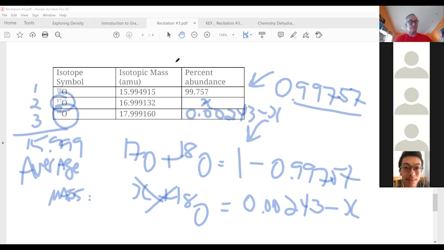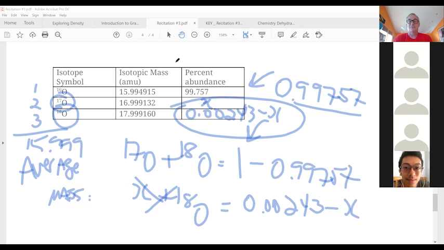Professor, the percent abundance for the second one, it's X. Will you just leave it there, or do you have to solve for X? You need to solve for X, and then once you solve for X, you've figured out the abundance of 17, and then you know what the abundance of 18 is as well, because you've solved for X. So then you just subtract X from 0.00243, and that's going to be your percent abundance of 18, and you're done.